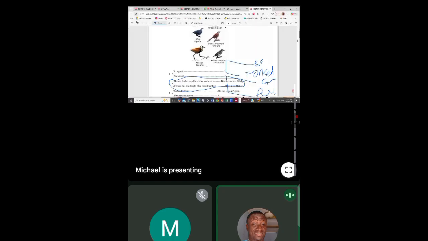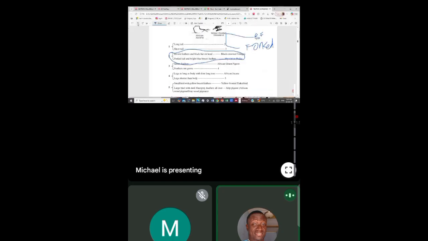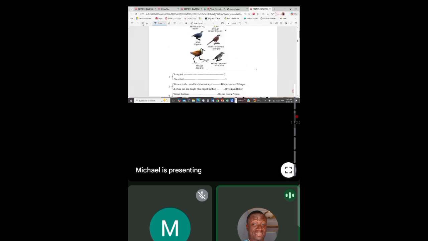So the best answer here, as we have said, is the organism that we call the black crown chagra, because the organism has a long tail with brown feathers and a black bar on the head. So this one has a black bar on the head, it has brown, but the only difference is that the African jacana doesn't qualify for point 1, which is a long tail.